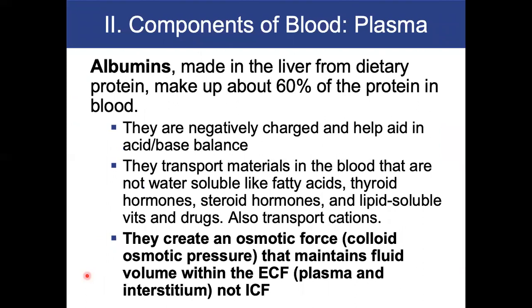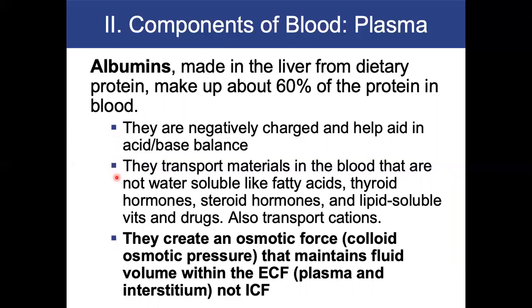Excuse me, I want to take a second to talk about albumins. They're made in the liver from dietary protein. They make up about 60% of the protein in blood. So the majority of the proteins in blood are albumins. Second to that would be your lipoproteins, right? Like your LDL, HDL, etc. They are negatively charged and they help in acid-base balance. Because they're negatively charged, they can grab free H plus or free protons so that the protons aren't running around dropping the pH or making the blood acidic.